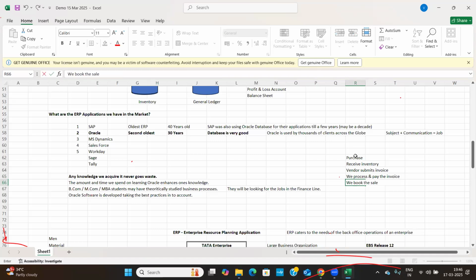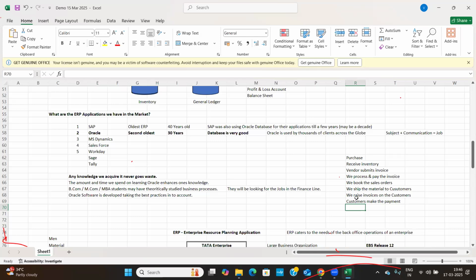We book the sales orders, right? We ship the material to customers. Then we raise invoices on the customers. The customers make the payment. Then like that. This is the entirety of the process. All these processes you are practicing here.